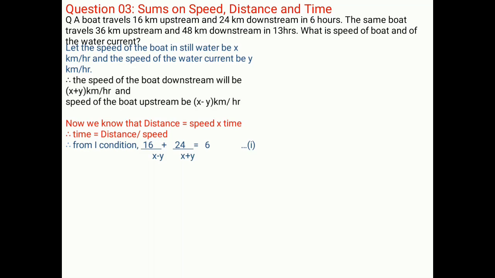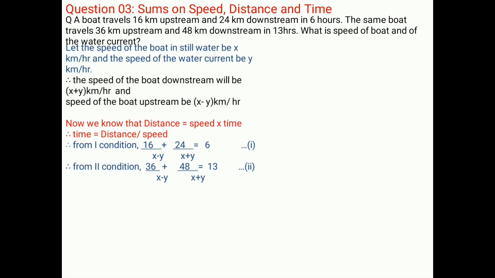Therefore, the speed in upstream will be x minus y and the speed in downstream will be x plus y. Therefore, from first condition I get 16 upon x minus y plus 24 upon x plus y is equal to 6. Now you might be wondering, where did I get this fraction? The fraction comes from the formula that time is equal to distance upon speed. Now let's move on to second condition, which is 36 upon x minus y, which is 36 kilometers in upstream, plus 48 upon x plus y, which is 48 kilometers downstream, is equal to 13, which represents 13 hours taken by the boat.